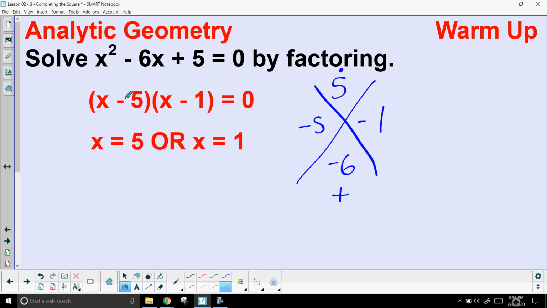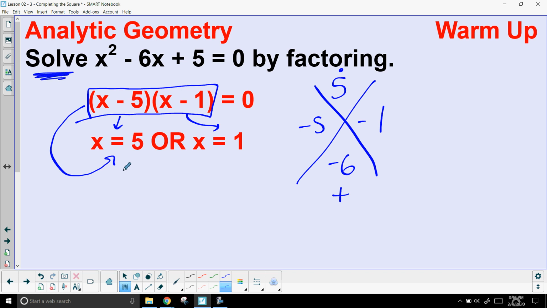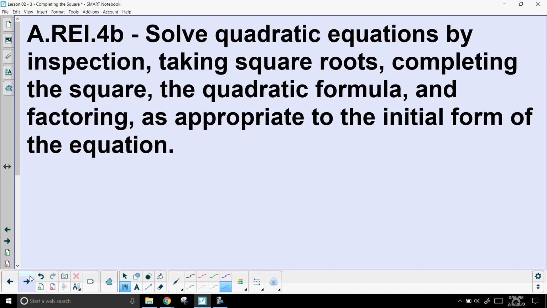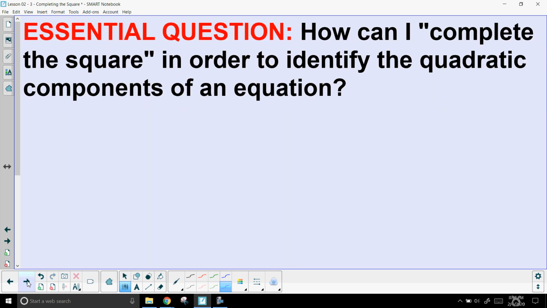But remember, we're solving. So remember, we decided to do the opposite when we're solving. Please do not confuse this with factoring. When we factor, this is what I want to see. When we're solving, we need to go that one step further. Okay?